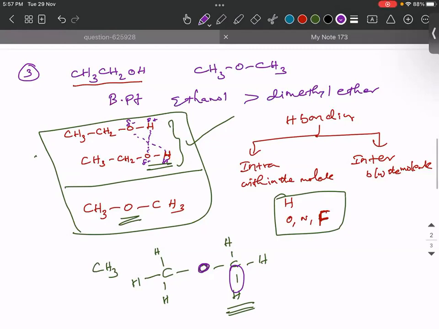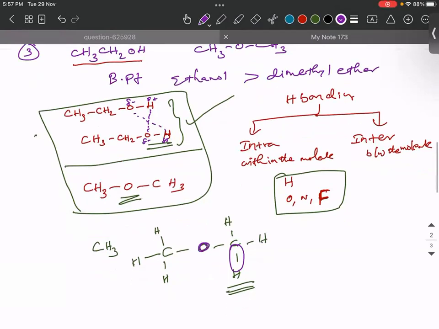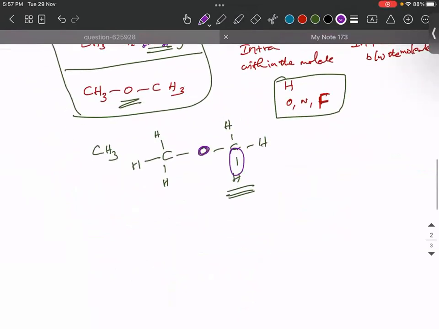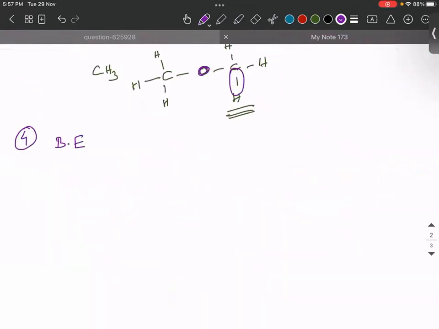Which of the following has the highest bond energy? So the next question, the fourth one, bond energy. Which one has iodine, chlorine, bromine and fluorine? Among the four, which will have the highest bond energy?